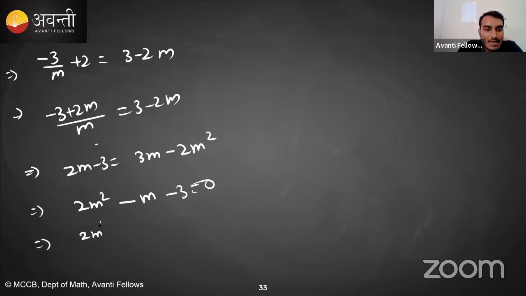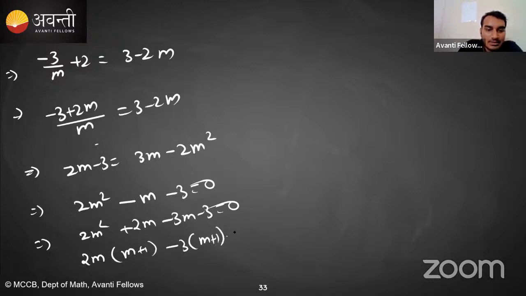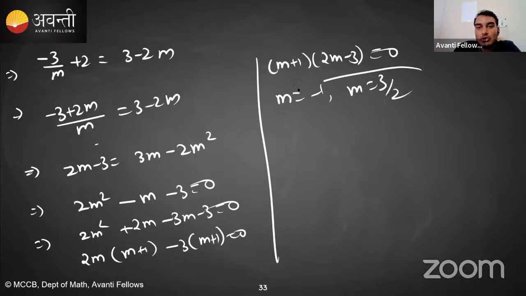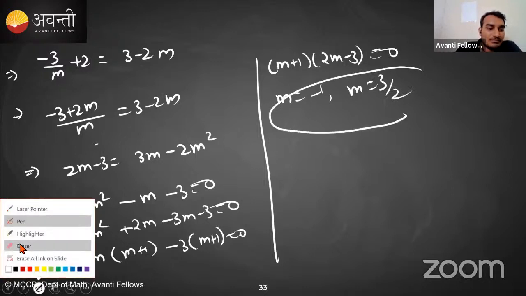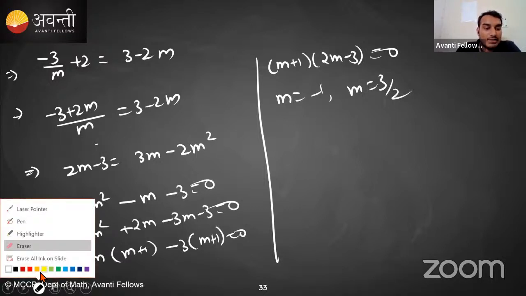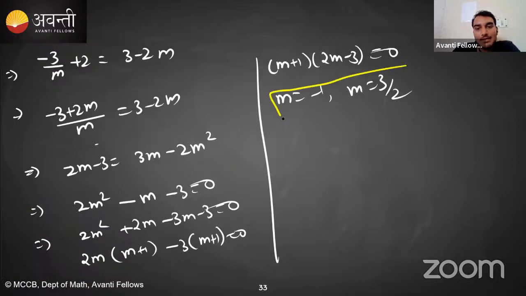कितना आ गया ये? 2m square plus 2m minus 3m minus 3 is equal to 0, factorize कर लिया, m plus 1 (2m minus 3) is equal to 0. So either m is minus 1 and m is 3/2. देखो अपने आप ही दो slope निकल के आ गए. So here we didn't include the case when the line is passing through origin or not, हमने तो direct slope माना और वहां से अपने आप ऐसे दो slope आ गए when your x intercept is equal to y intercept.